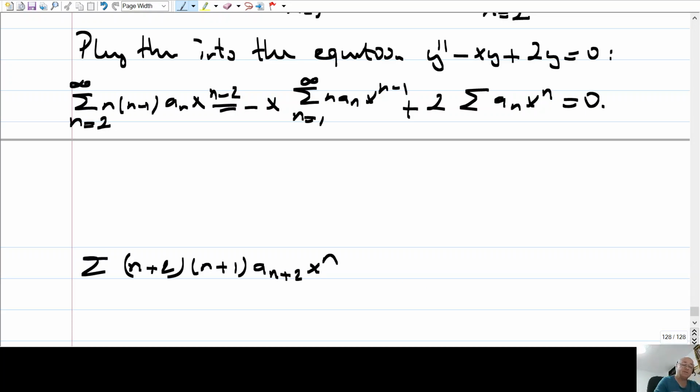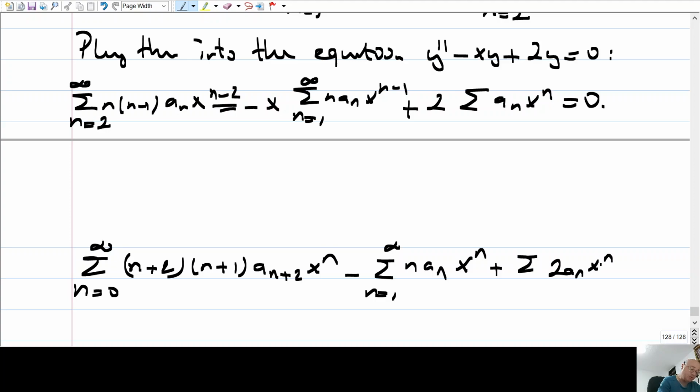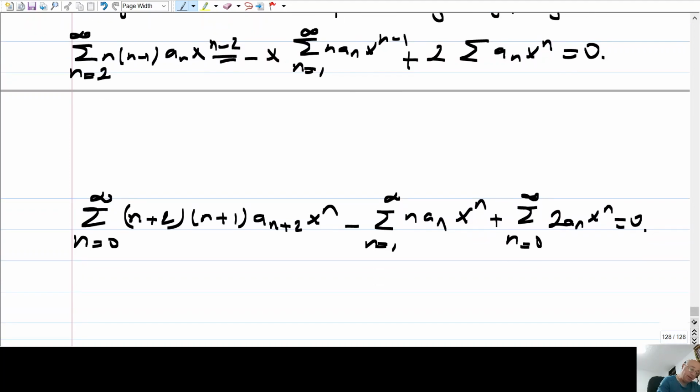Okay. Since I increase this index by 2, I have to decrease the point where it starts by 2. What about this one? This is n times a_n times x comes in and it becomes x to the power n. And then I have 2a_n x to the power n from 0 to infinity. And everything adds up to 0.